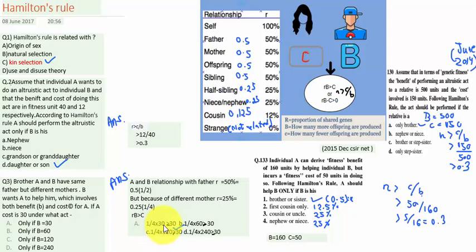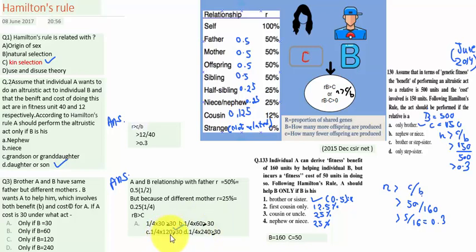B is given for the first case. For option 1, it's given 30. Greater than or equal to cost, which is given as 30. So it will be not equal to or greater than 30, so it is not the option. The next is 1 by 4 into 60 greater than or equal to 30. It is also not the option.